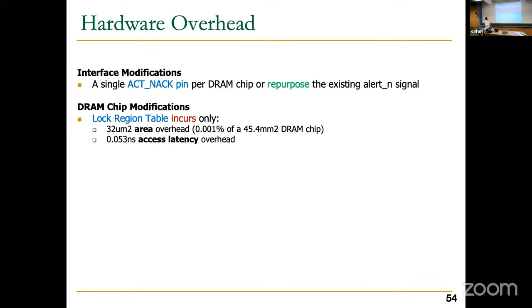Inside the DRAM chip, we implement the lock region table, which is very small. According to our evaluation, it takes 0.001% of a modern DRAM chip. And it has a very small access latency, so it doesn't increase the critical path in your DRAM chip.